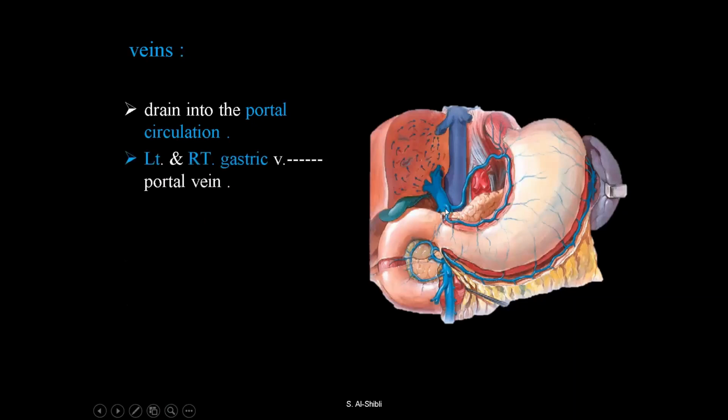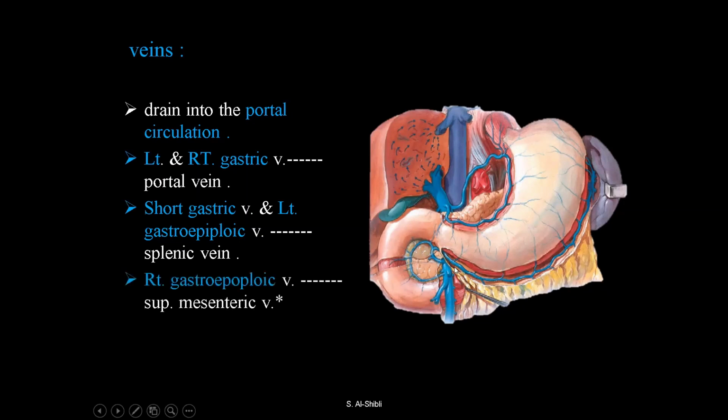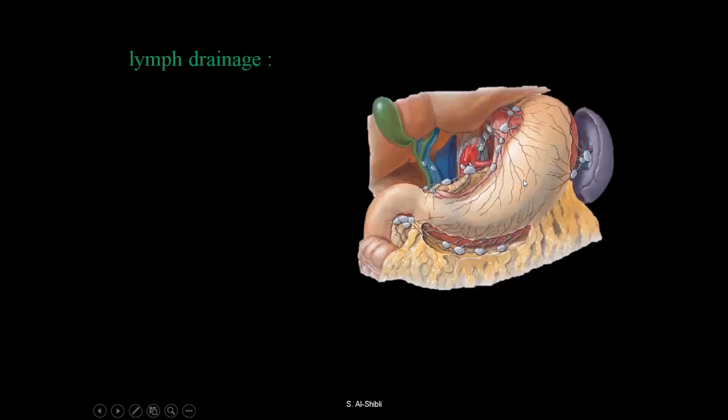So as you see, left gastric and right gastric go to the direct portal circulation. Short gastric and left gastric go to the splenic, and then it will go on. And finally, we have the gastroepiploic. The idea is that all the foregut, not only the foregut, all the GIT will drain its venous blood to the portal circulation. Okay, the lymphatic drainage is also important.